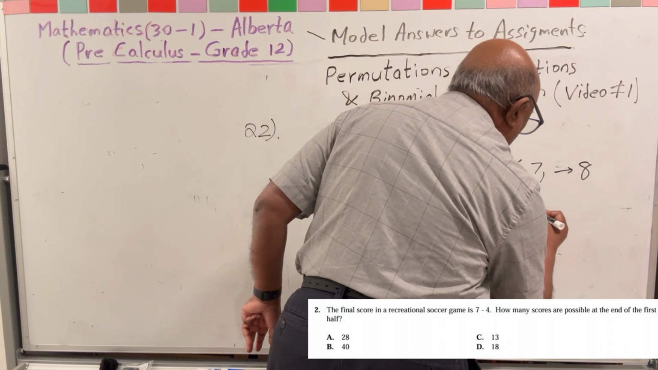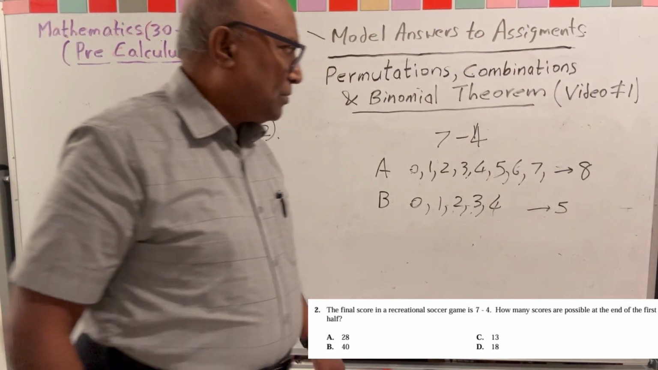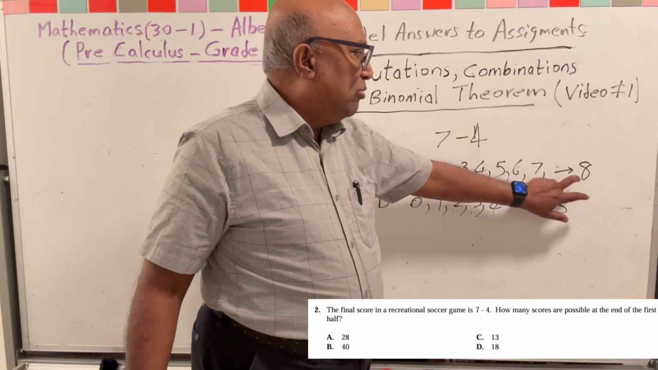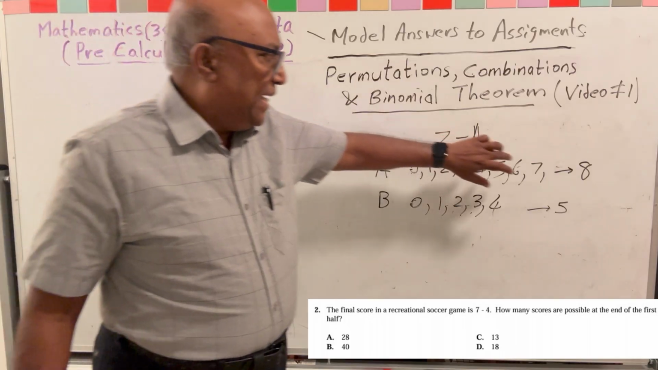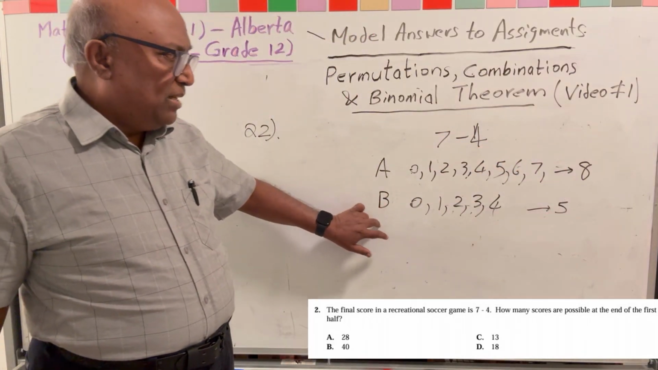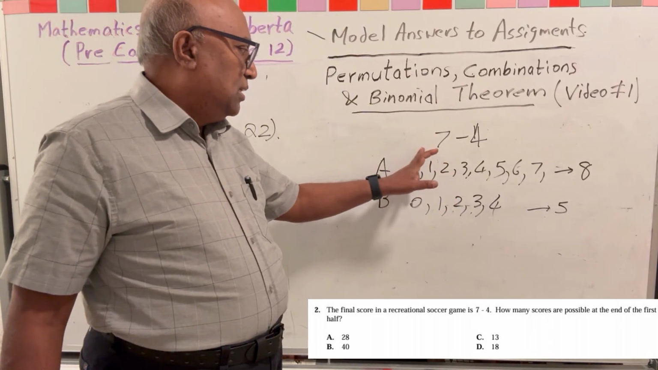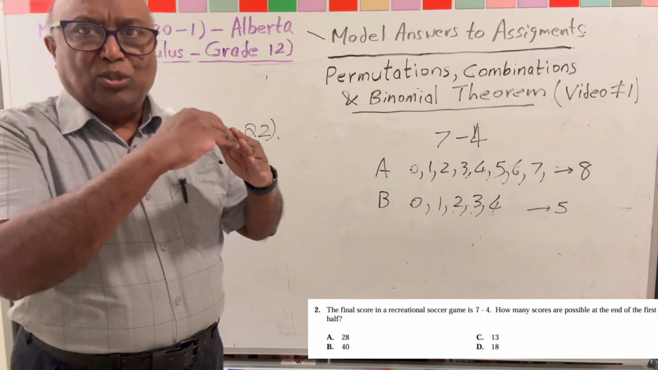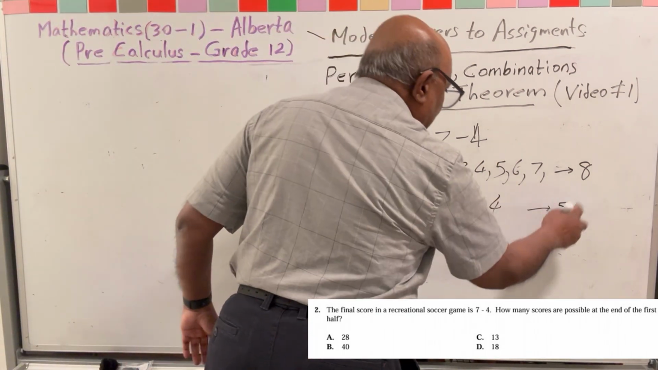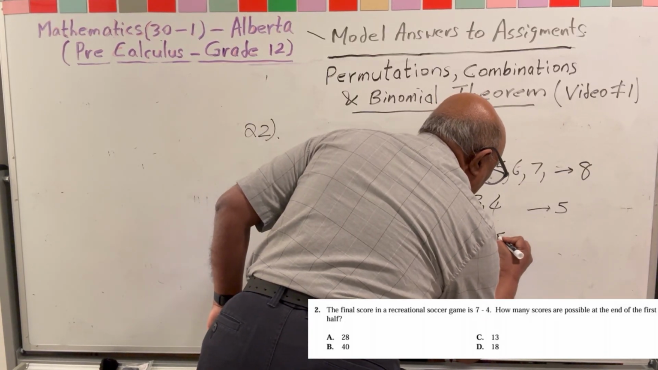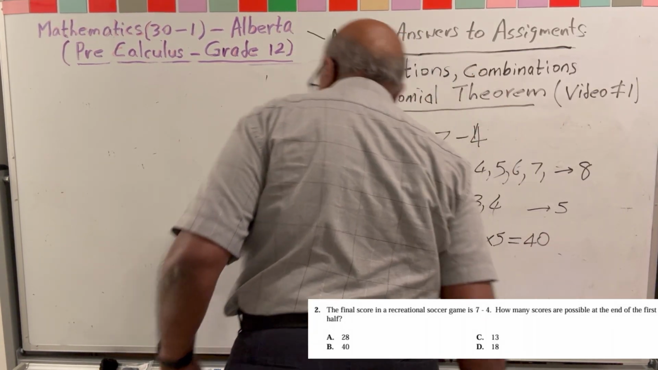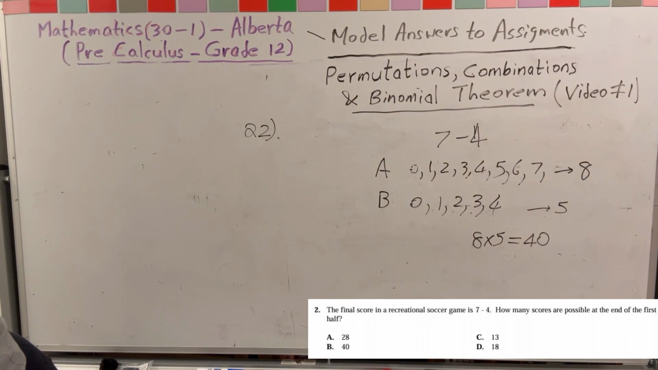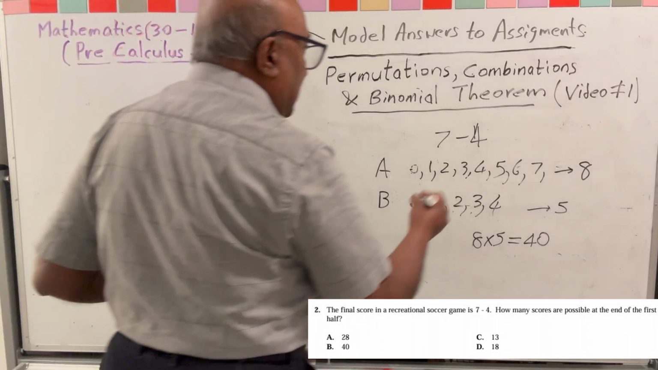B has 5 options. Then what is the overall score? Simply apply the fundamental counting principle. A can score in 8 ways. B can score in 5 ways. The score can be 0, 1, 2, anything. That means the number of possible scores for the overall game is the product of these two numbers: 8 times 5, that is 40. That is also from the fundamental counting principle. The answer is B.